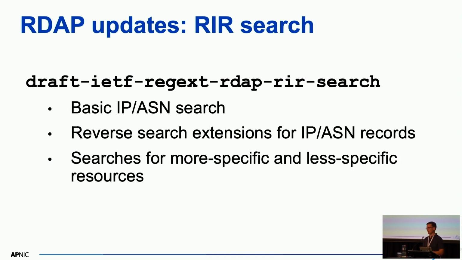And the other document is this RIR search document. A similar sort of thing. There are gaps in RDAP that we need to fill for RDAP to be a proper successor to Whois. So in this case, IP and ASN search, extending that earlier reverse search document for internet number resources, and searches for more specific and less specific internet number resources. So the idea here is once we do these two documents and have the profile done, then it's much easier for people to move from Whois to RDAP.